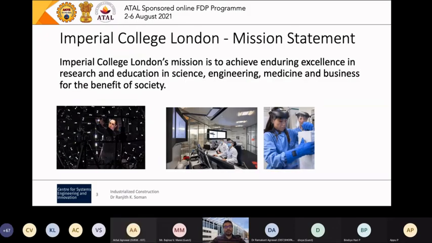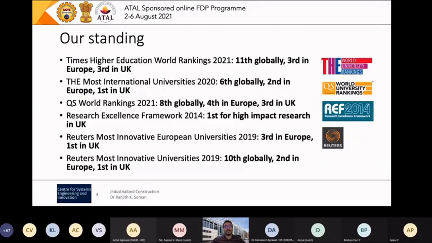On to where I come from. I come from Imperial College London, whose mission statement is to provide the best research and education in science, engineering, medicine, and business for the best benefit of society. Previously, I was associated with IIT Madras as well as Government Engineering College, Thrissur, where I did my BTech. With respect to international ranking, Imperial has been in the top 10 consistently for the last 20 years, with different places in different frameworks. It's one of the highest ranked research universities in the UK.